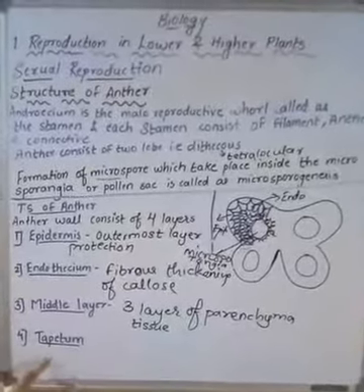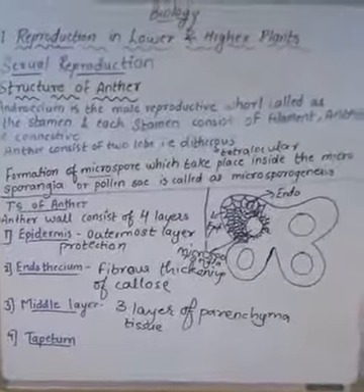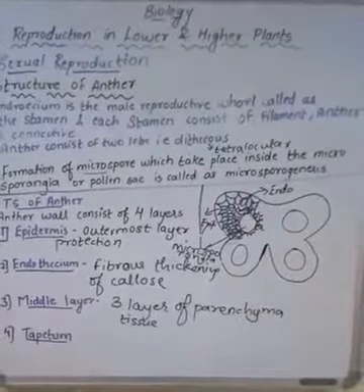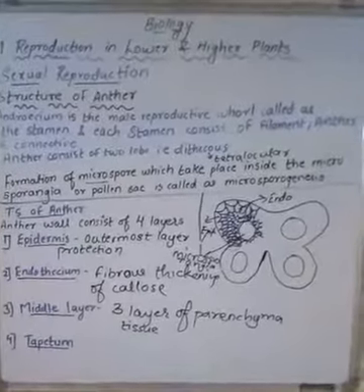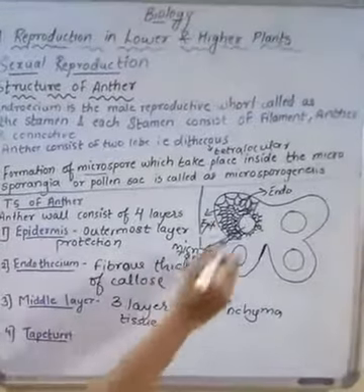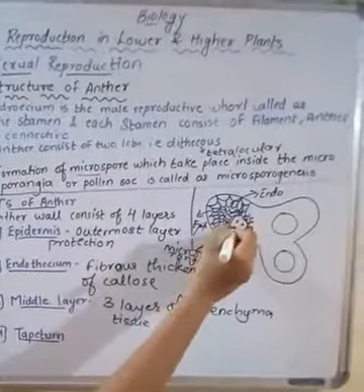Now the last layer which we are going to see is called the tapetum. So what is the tapetum? The tapetum is the innermost tissue, and the spores are present inside this.